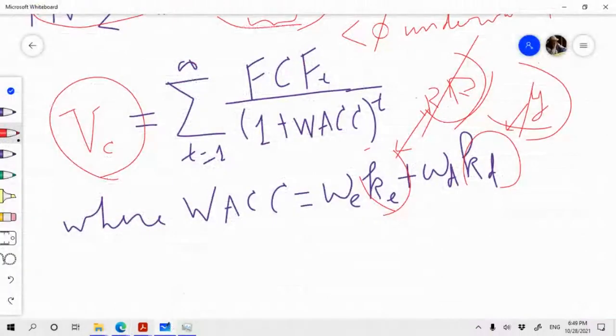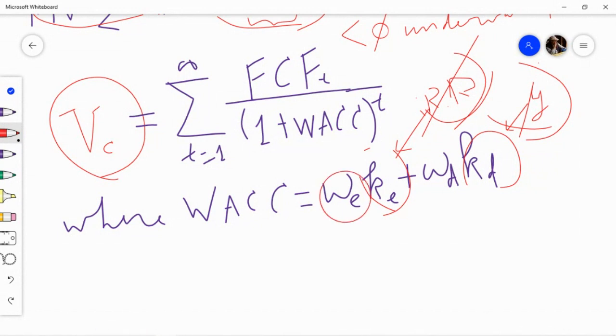And it's weight. So we'll have to weight average then, and to weight average. So this is the weight of equity, the weight of debt. We know the weight of equity, which is 60%, so 0.6.